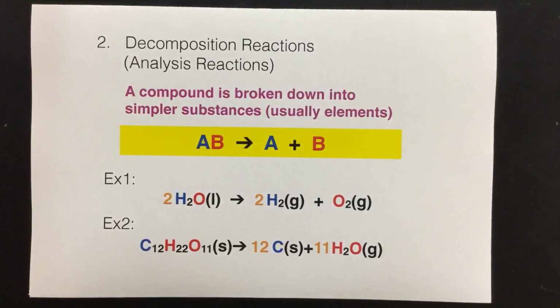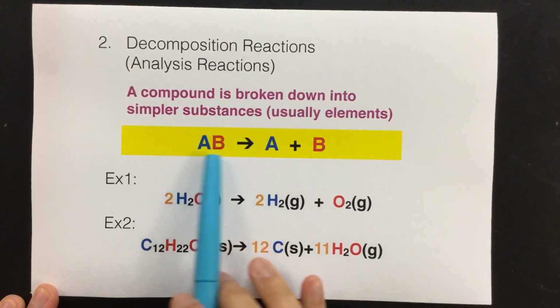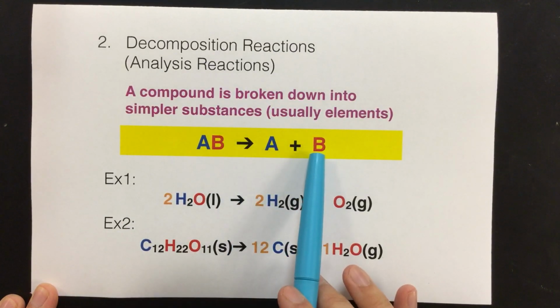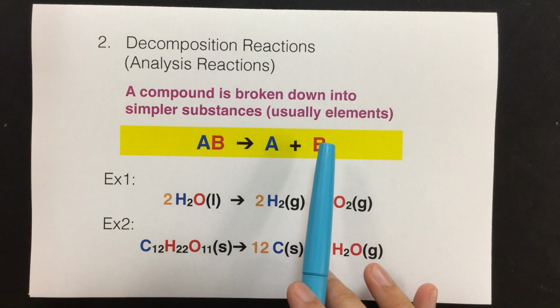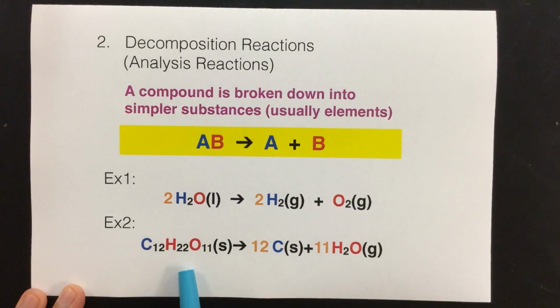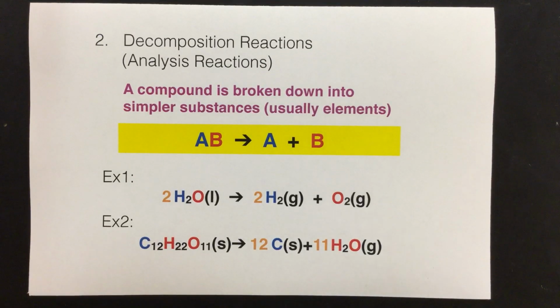The second type of reaction, decomposition, is like the opposite of synthesis, and you can recognize decomposition by its single reactant. So again, you'll have a compound as the reactant, and then that will break down into simpler substances, again, usually elements, but not always. Here you have a single compound as the reactant, and usually elements, but like here, H2O is not an element, it's just a simpler substance.